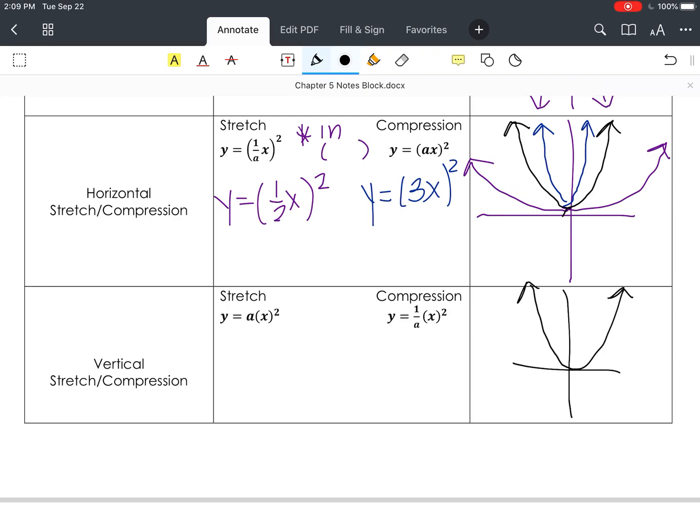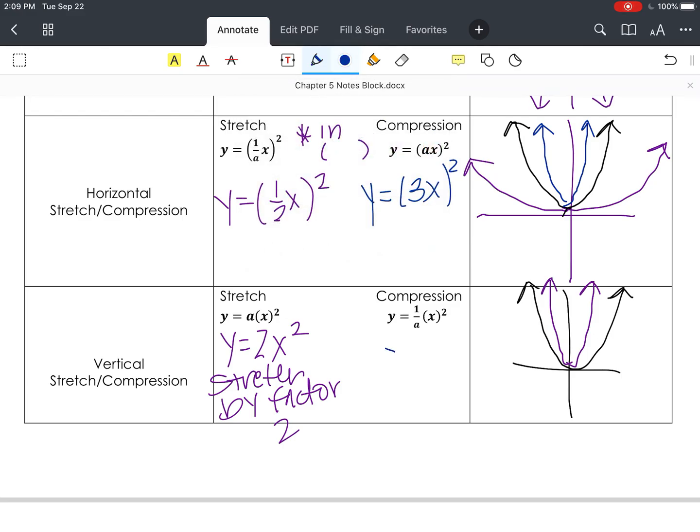Vertical stretches are going to have a number not in parentheses. So a vertical stretch might be y equals 2x squared, something like that, and you're stretching it by a factor of 2. That says stretch.